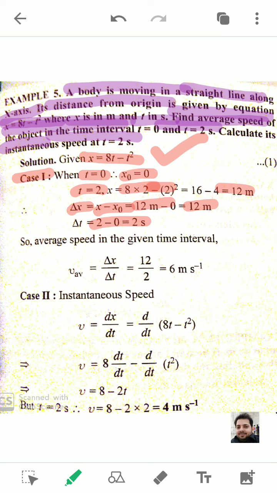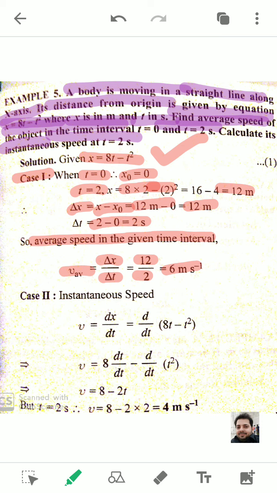We know very well that the average speed in a given time interval is V average equal to delta x upon delta t. We know delta x is 12, and delta t is 2. If we cancel 2 by 12, that value will be equal to 6 meter per second. So that represents the average speed.